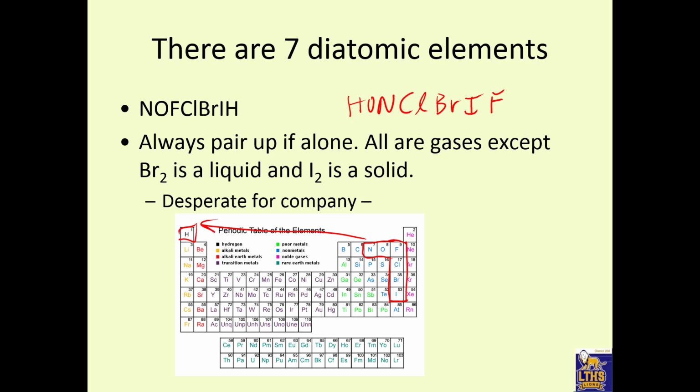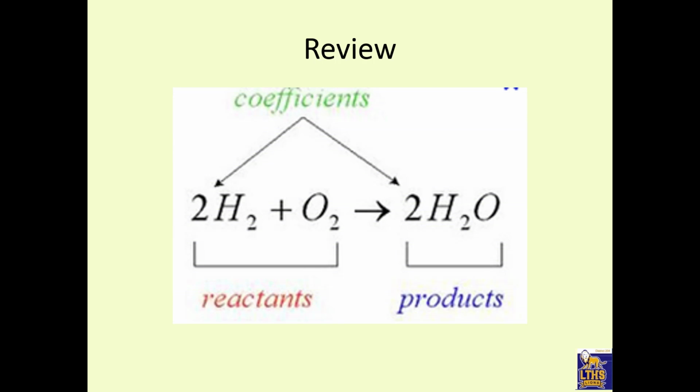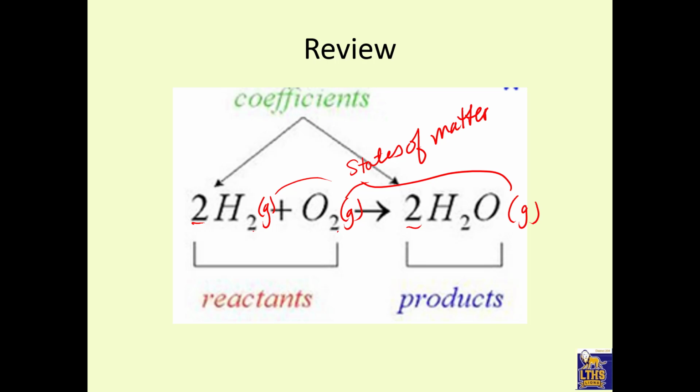Either way, you have to know all 7. Okay? All right, so to review a balanced equation, these numbers in the front of the symbols are called coefficients. The numbers below are called subscripts. Things on the left side of the arrow are called reactants. Things on the right side are products. And then states of matter are put in after. So that's what you need for a chemical reaction.